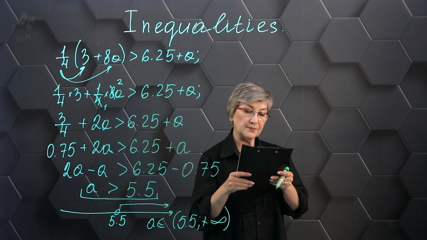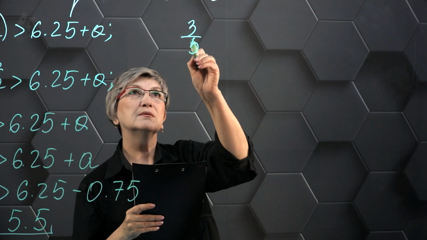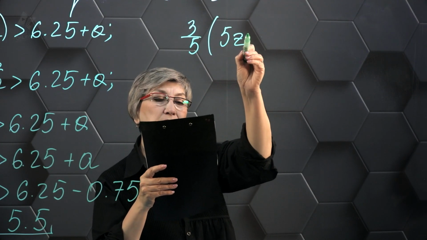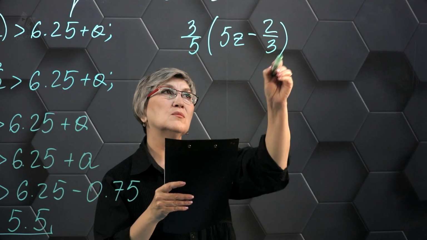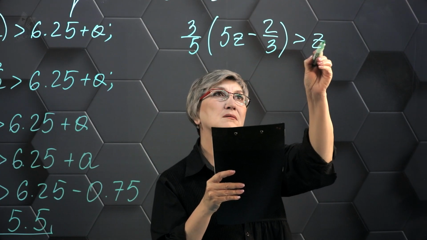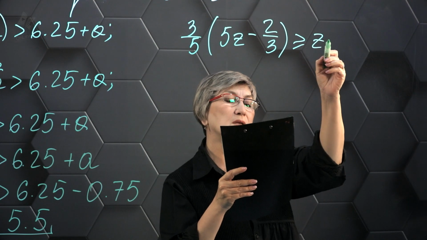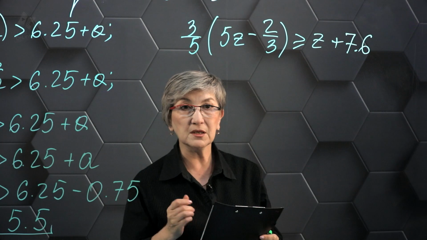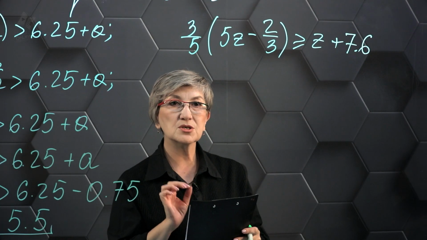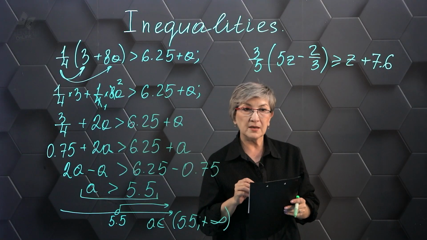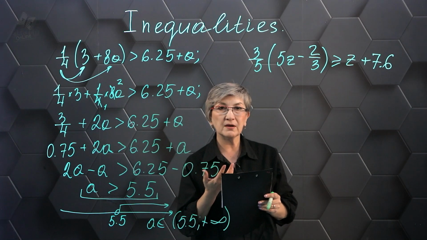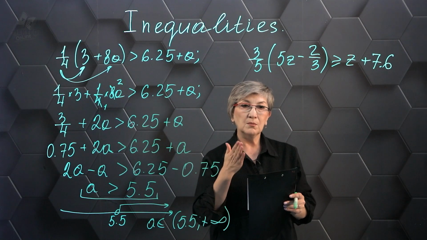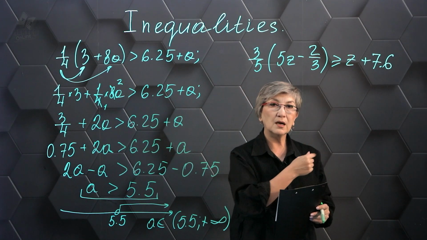One more example. 3/5 multiplied by (5z minus 2/3) is greater than or equal to z plus 7.6. We solve this inequality. We follow the same rules. Note that we are no longer solving the first inequality. And every time we use the same rule, we adhere to the procedure.